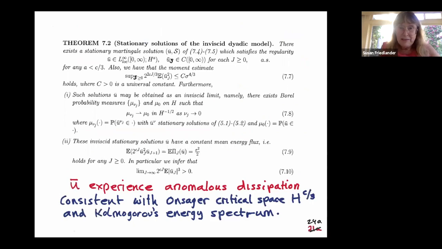And these invariant measures for the inviscid model experience anomalous dissipation. And as you can see, maybe from these terms involving the 2cj/3 type terms, they're consistent with the Onsager critical space H^{C/3} and with Kolmogorov's spectrum.